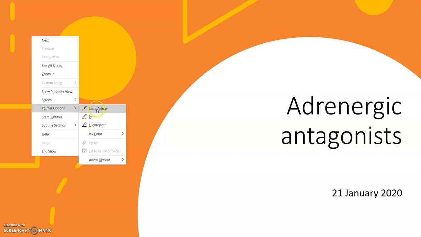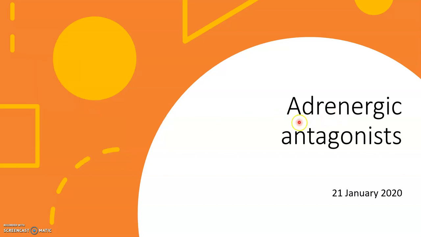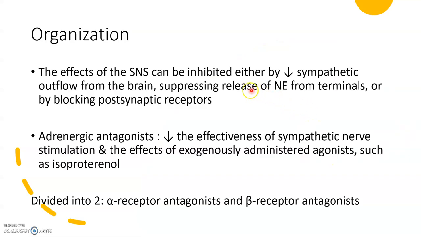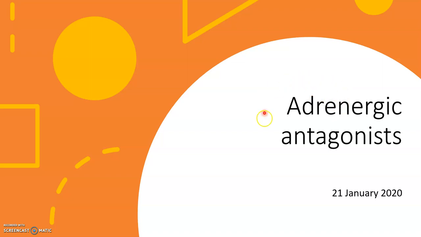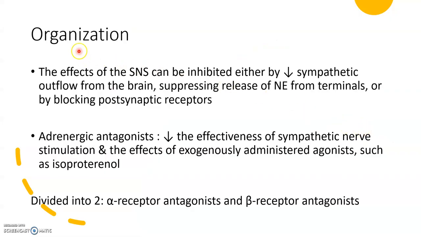So welcome back. We're going to talk about adrenergic antagonists. They are drugs that act antagonistically on the adrenergic receptors, the alpha and beta receptors. So they will antagonize the effects of the agonist.